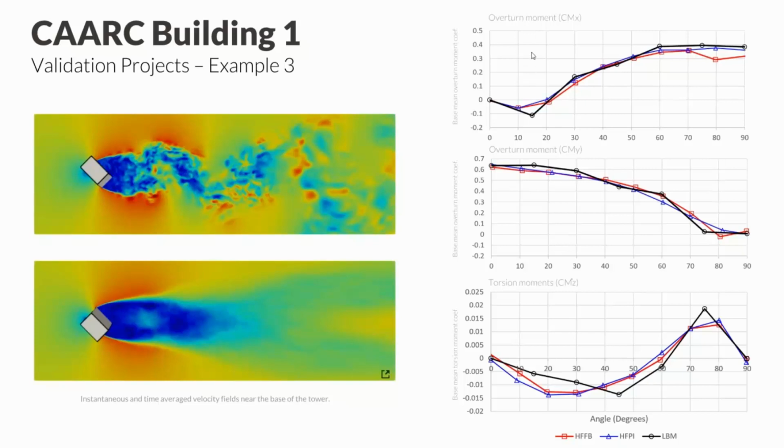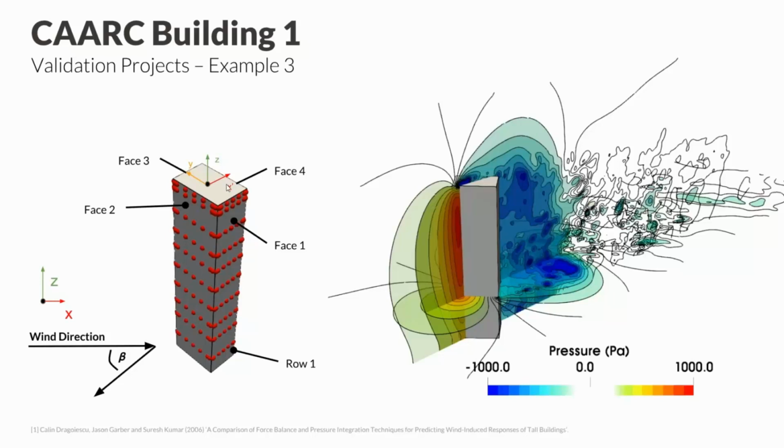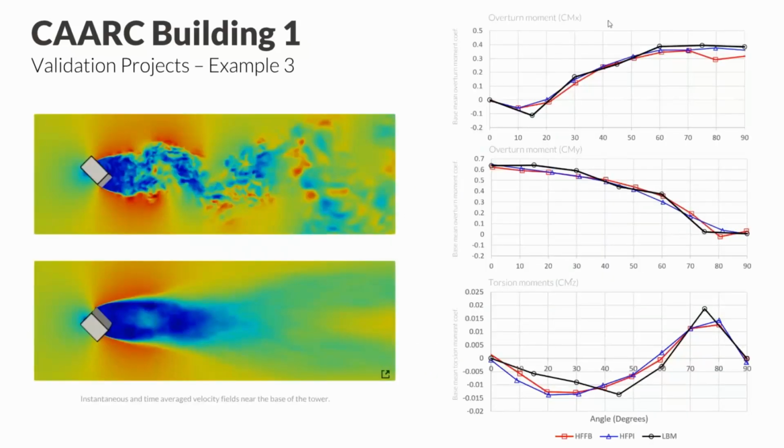So at the top, we can see, let's go quickly back, right? So overturn moment for X is in that direction, overturn moment in Y is in that direction, and then the Z moment is a torsional moment. And so we're looking at X moment at the top, Y moment in the middle, torsion moment at the bottom. X-axis shows the different degrees, the different rotations of the building, and you can see that the black line is the computations done with Pacefish with this Lattice Boltzmann method, and red and blue are the two different measurement methods used in the wind tunnel in that paper.